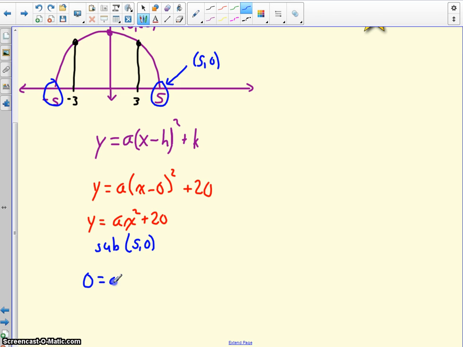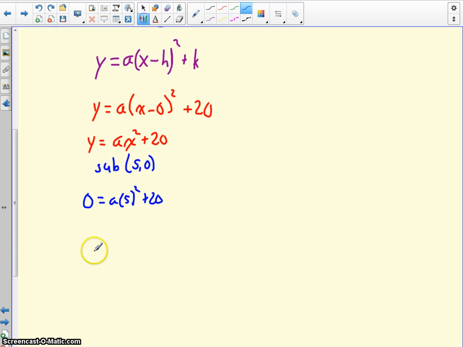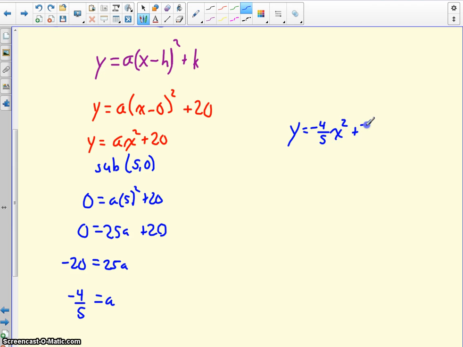So y is 0, x is 5, so I get 0 equals 25a plus 20. Sorry, not 25a squared, just 25a, pardon me. It's the 5 that's squared, not the a. So 25a plus 20, and from here on it's just algebra. So I subtract 20 from both sides, divide both sides by 25, and I get negative 4 over 5 once it reduces to be my a value. Okay, so that gives me my equation. Okay, and then I'm off to the races.